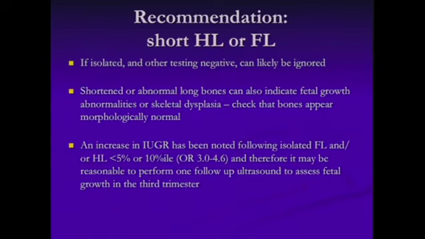So what are our recommendations if we see a short humerus or a short femur? Well, if it's isolated, if other testing is negative, and if the pretest probability is low, these can likely be ignored. When you see a shortened bone, though, you want to make sure that it looks morphologically normal. And so you look at the morphology. And then you need to remember that a short long bone could indicate a fetal growth abnormality. And so you're probably going to get follow-up later on in gestation. There's been an increase in intrauterine growth restriction that's been noted following an isolated short femur or short humerus. And therefore it's reasonable to get one follow-up ultrasound in the 3rd trimester.